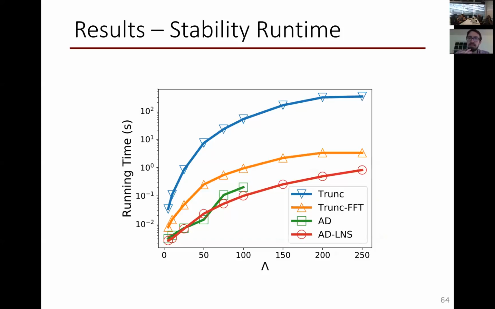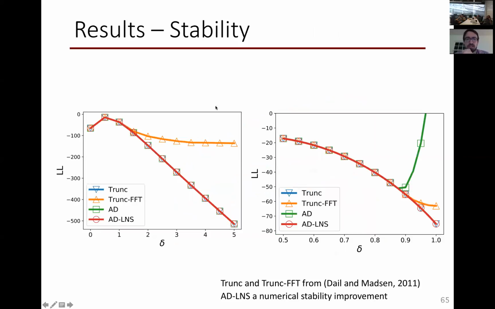And even with the stability improvements, it's still significantly faster than the truncated method. So this is runtime. It's actually a slightly more favorable experiment for us. But we see that compared against the truncated method, we're 2.5 times faster than the naive truncated method. This in yellow is the truncated method using a fast Fourier transform, which is a nice speed improvement for the truncated method.